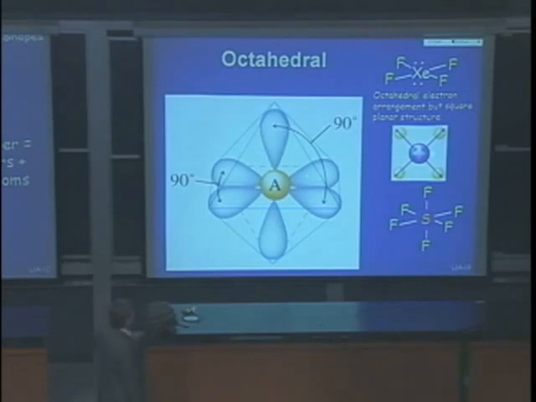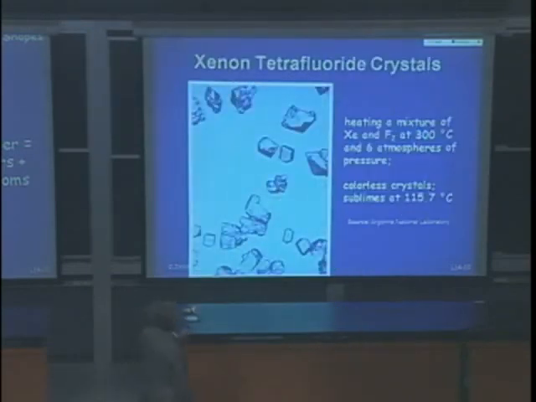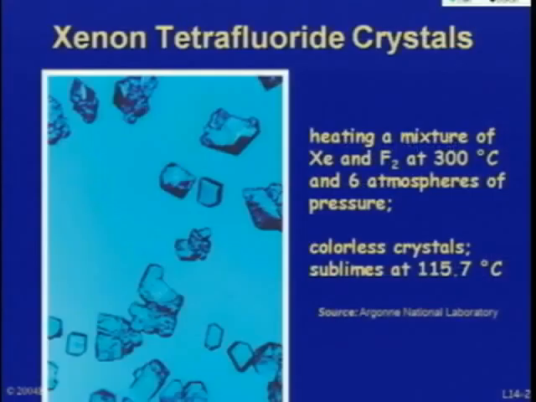And in this case, for example, would xenon tetrafluoride be magnetic? No, exactly, okay? And sulfur hexafluoride, so you have 6 fluorine. What's the steric number for that? 6, exactly. Sulfur would be here, and you would have the 4 fluorines here, right? So this is, for example, xenon tetrafluoride. Xenon was heated with fluorine, a very reactive compound, at 300 degrees and 6 atmospheres of pressure in this gas, and you get these colorless crystals of xenon tetrafluoride that sublime at 115.7 degrees.